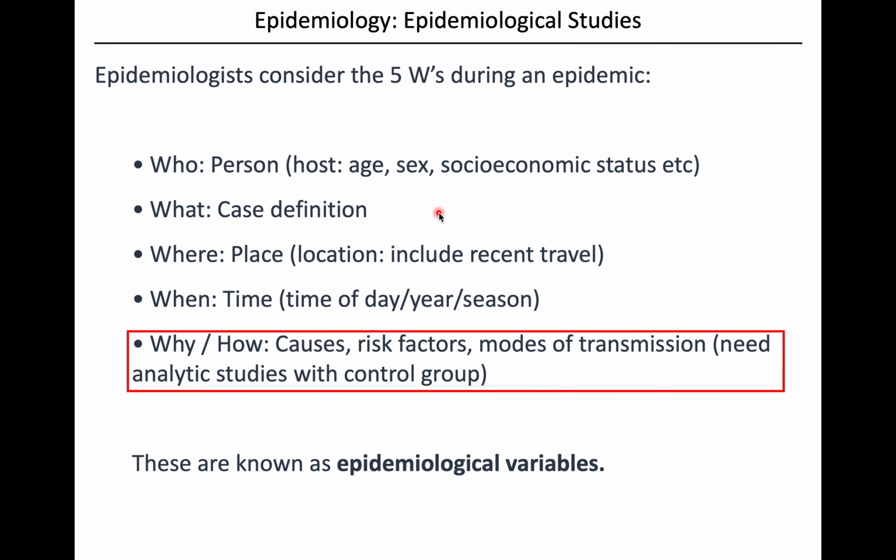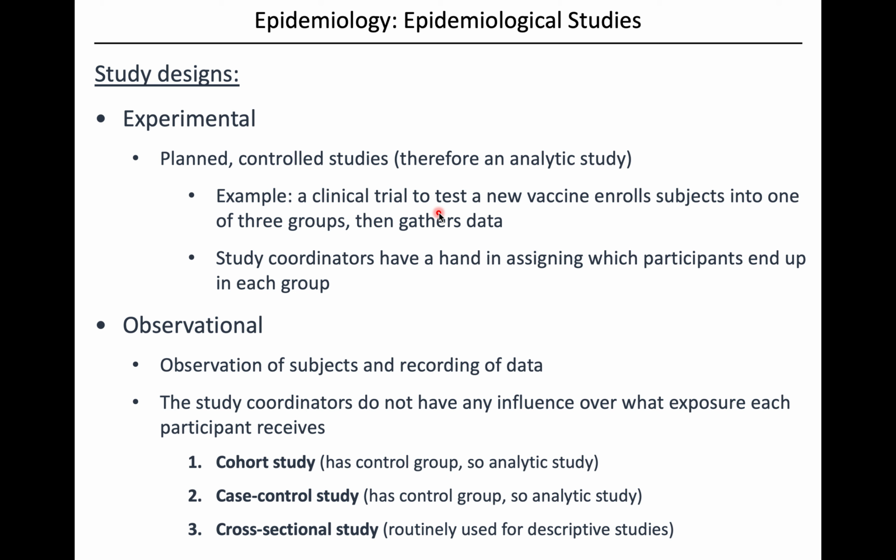So then with the why, again, this is really where you need some type of analytical study. And so I just wanted to talk about the two basic types of epidemiological study designs. So they could be experimental or they could be observational. And experimental means it's going to be planned. We would consider that an analytic study.